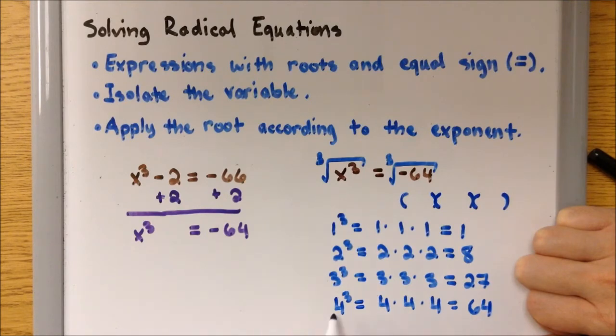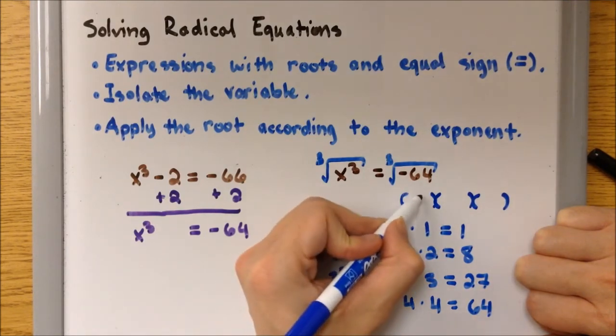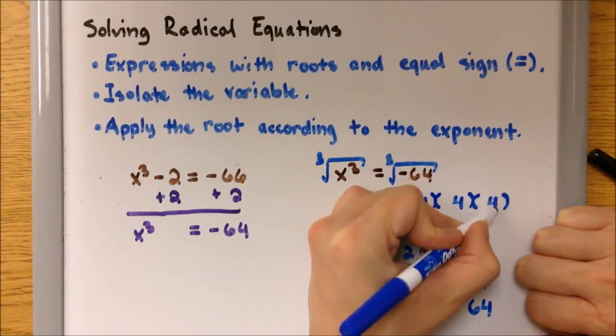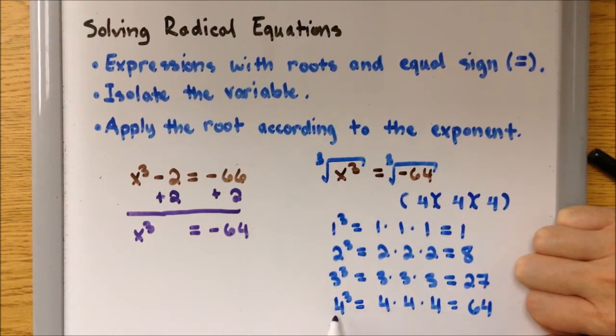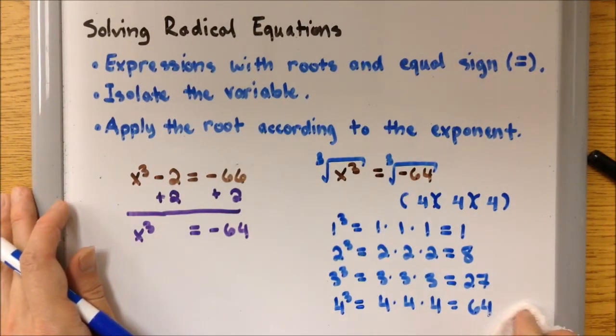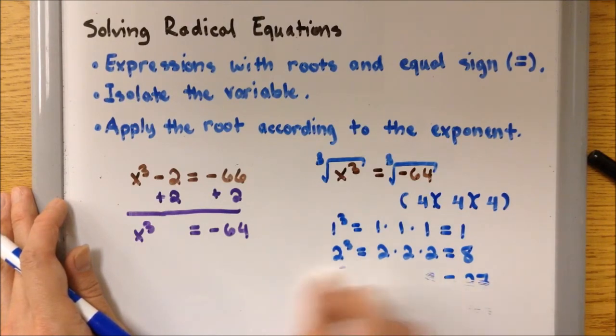Okay, so it's going to be 4, but here's the situation. If it's 4 to the third, it's positive 64, but we want negative 64. Well, what if, instead of positive 4, we use negative 4? So let's try that.